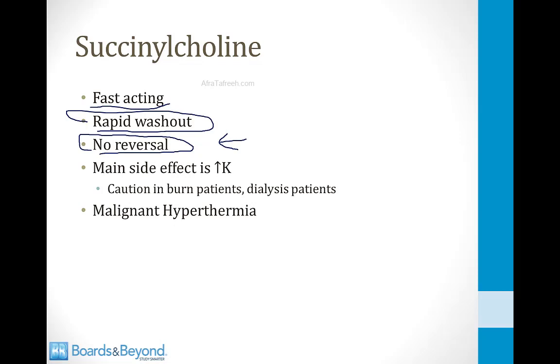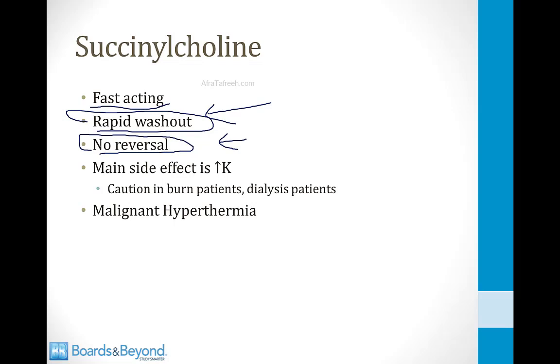Now some textbooks will tell you that phase 2 is reversible, and while this is technically true, clinically no one reverses succinylcholine. The main reason is because the washout is so rapid that there's no reason to reverse it. The other reason is it's hard to tell the difference between phase 1 and phase 2 block when you're looking at the patient, so you don't know whether the reversal agent will work.